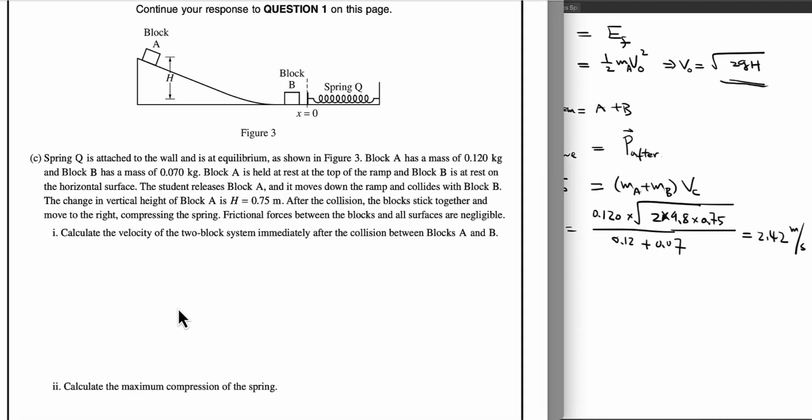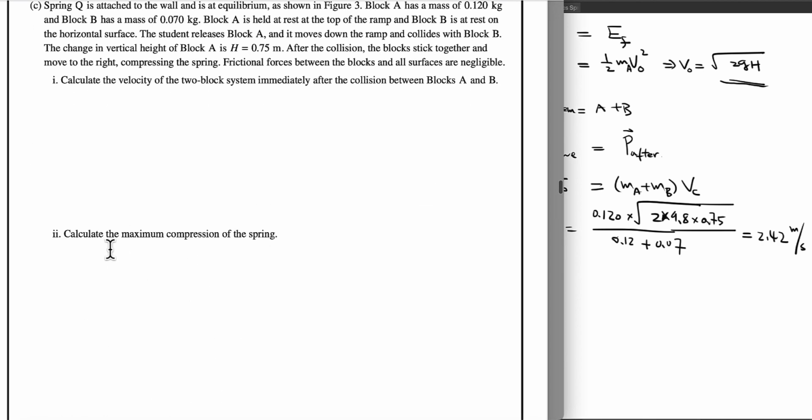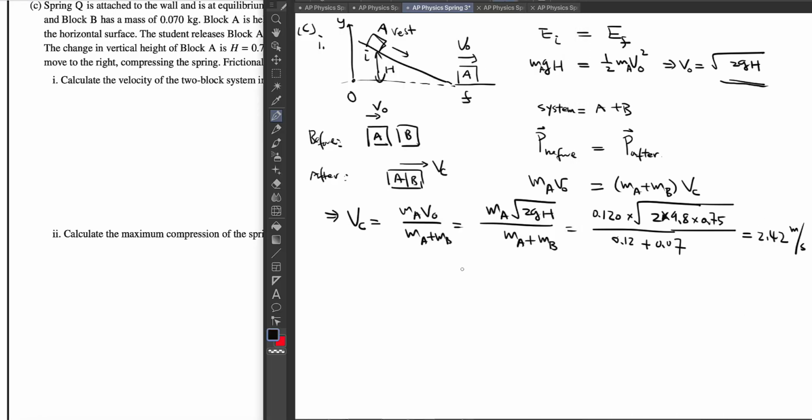Okay, now the second part of the question is calculate the maximum compression of the spring. So that refers to the process when the two blocks are moving together, like this instant is the initial instant we see, and then it will compress the spring.